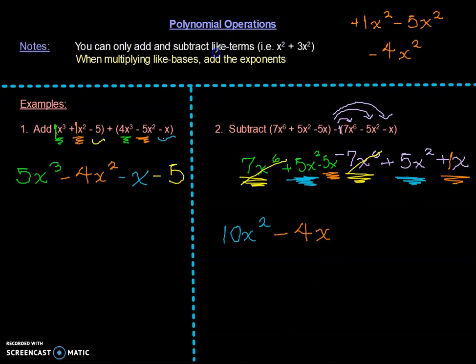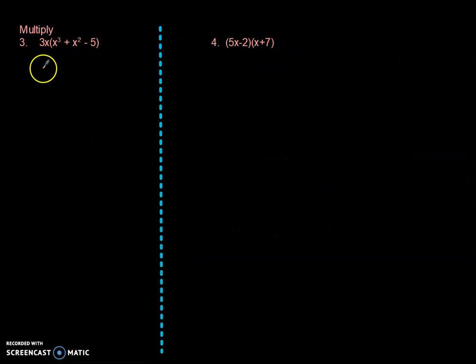Moving on, remember when we multiply like bases, we add the exponents. So I'm saying this for the next problem when we're multiplying. So notice for number 3, we're just distributing. There's a term in front of the parentheses. So we're just going to distribute. I put a 1 here. So if I'm multiplying, 3x to the first power times x to the third power gives me 3x to the fourth power. When I multiply, I add the exponents.